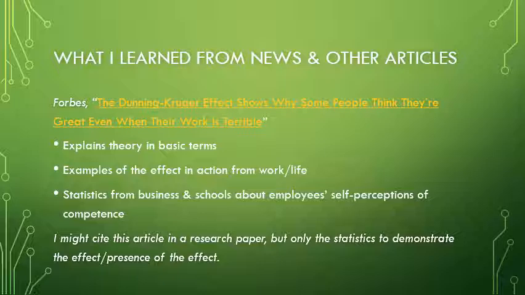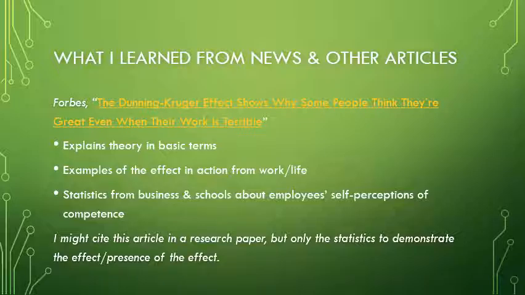And I'm just going to give you a basic overview of these. So on Forbes, I found an article called "The Dunning-Kruger Effect Shows Why Some People Think They're Great Even When Their Work Is Terrible." And you can click on that title to go to the article yourself. As an overview, it explains what the theory is in basic terms. It gives some examples of the effect in action from work and life, scenes that many people would be familiar with from their own experiences, that show people overestimating their abilities.